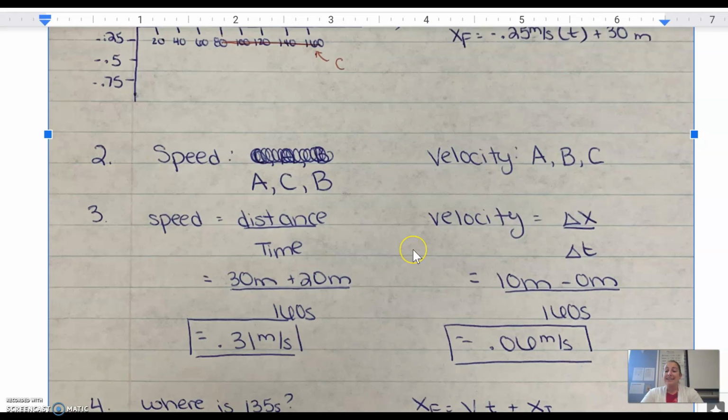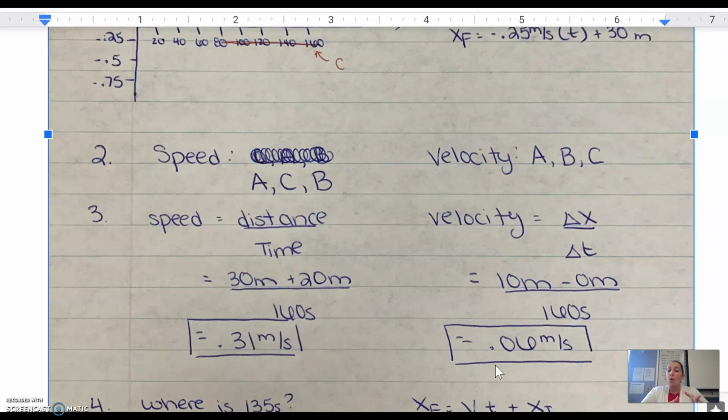Whereas velocity is that displacement over time, so delta x over t, and delta x is the difference between your final position and your initial. So xf minus xi is 10 meters minus 0, because we end at the 10, we started at the reference point, and the total time is 160. So we end up getting two very different values depending on what distance measurement you're looking at.